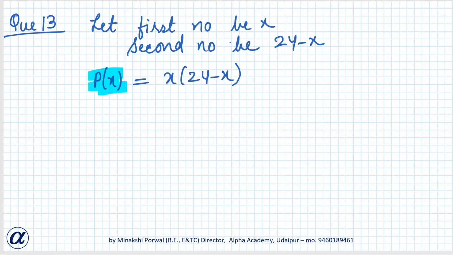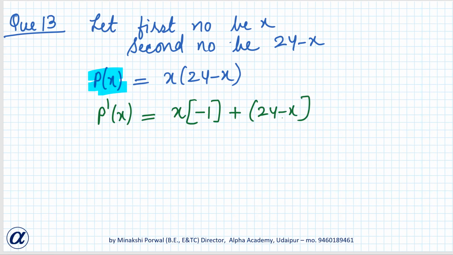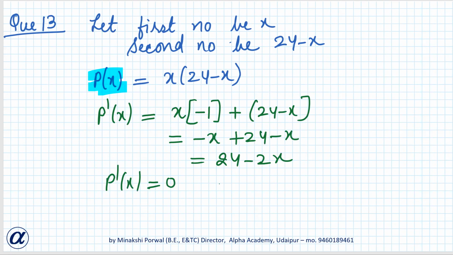Okay. So first of all, differentiating it, P dash x is first into d by dx of second plus second into d by dx of first. Now, minus x plus 24 minus x, that is equal to 24 minus 2x. Now putting P dash x equals 0, 24 minus 2x equals 0, or x equals 24 by 2, that is equal to 12.